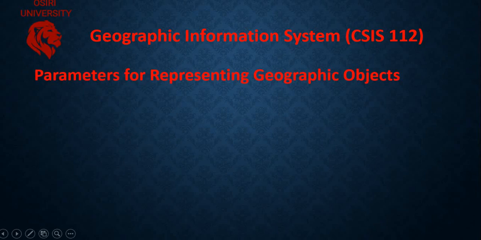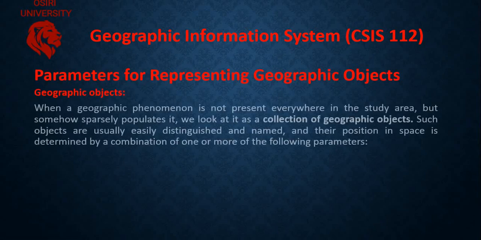Parameters for representing geographic objects. Geographic phenomena may not be necessarily present everywhere in the area of study, but can be sparsely distributed. We look at such phenomena as a collection of geographic objects. Geographic objects are usually distinguished using names.